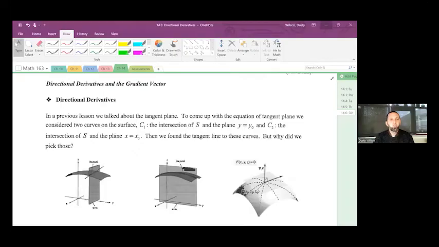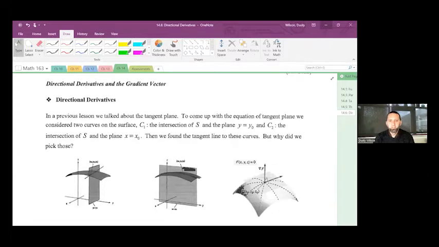Today we are going to talk about directional derivatives and the gradient. Quick preview, the directional derivative is the slope in some arbitrary direction. The gradient is the direction of steepest ascent. Directional derivatives and the gradient vector.